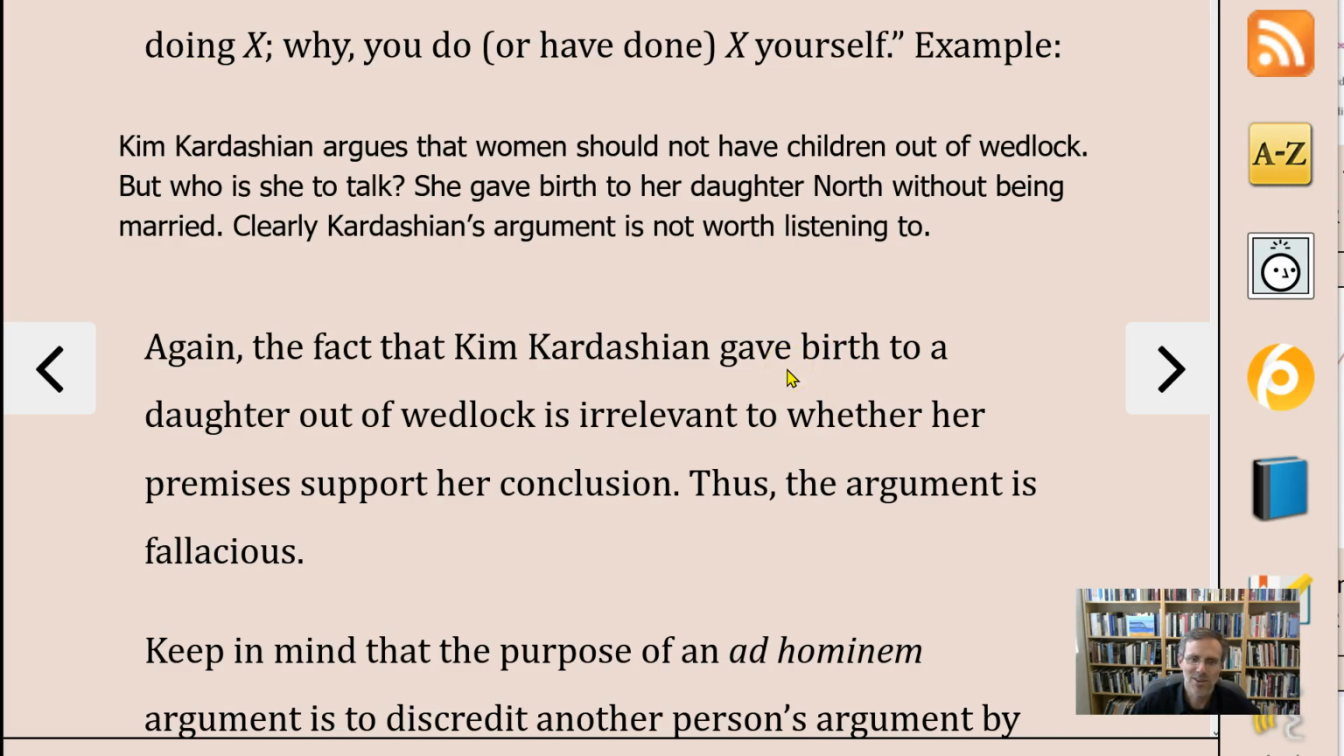In the case of tu quoque, the fact is just, well, your actions are going against the very thing that you told me is true or untrue. It may make you a hypocrite, but it doesn't make you wrong in your claim.